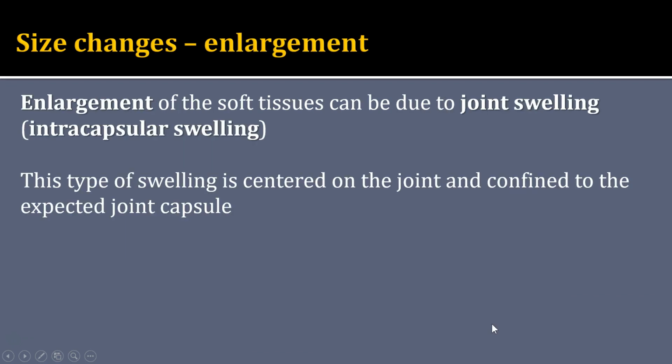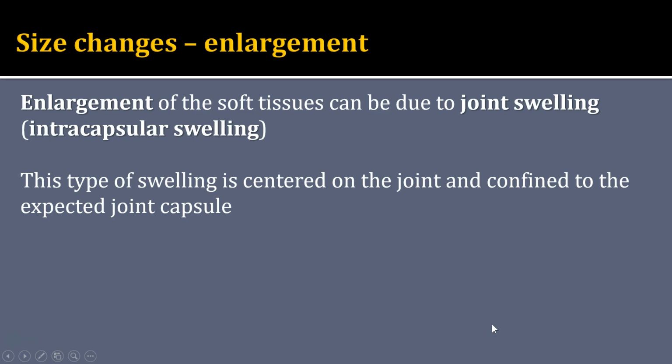We oftentimes encounter enlargement of soft tissues, and enlargement of soft tissues can be due to joint swelling, which I also will refer to as intracapsular swelling, so swelling within the joint. And this type of swelling is going to be centered on a joint and then confined to the expected joint capsule.